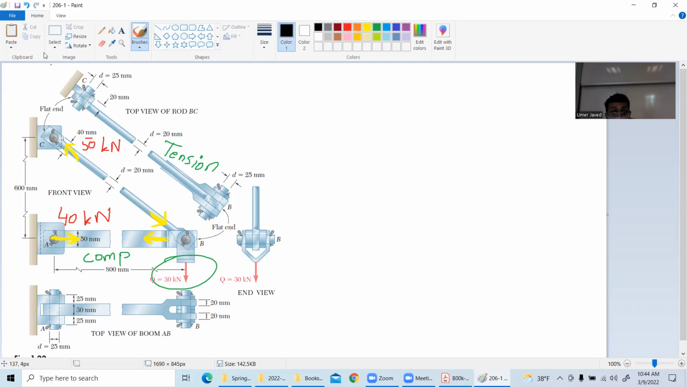Okay, so first things first, why don't you all help me with the 50 kilonewton, the bar BC. Help me with the stress in bar BC, and you will see how the whole problem will keep on getting complicated. Normal stress will be force per unit area.